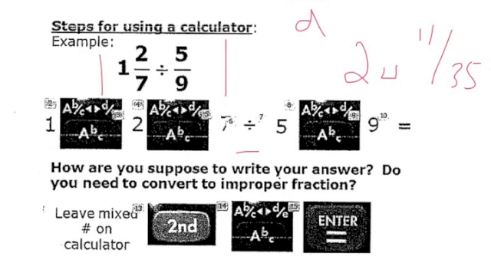Okay, so we need to go ahead and leave that answer on there. Push second ABC, push enter. The answer you should have gotten was 81/35. Simple as that. The calculator makes our life real easy.